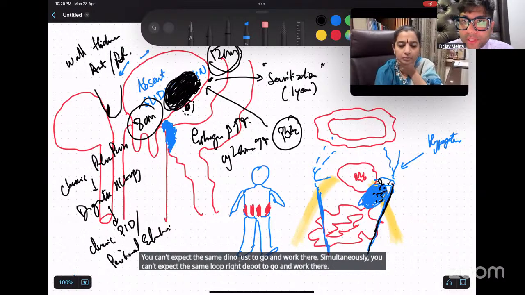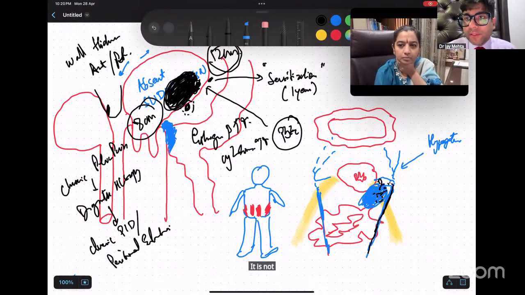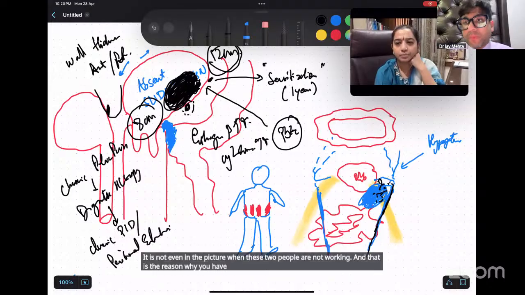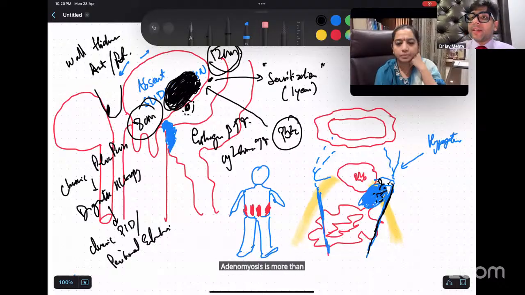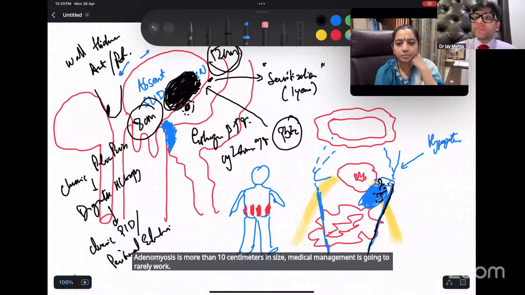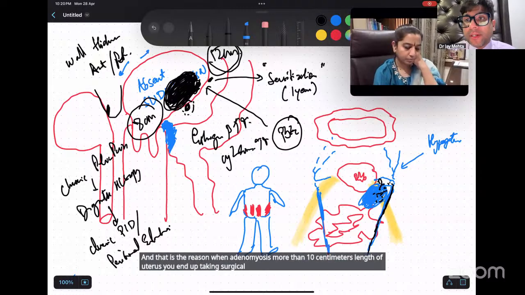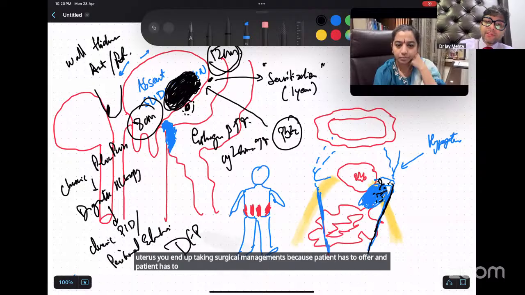Forget about Elagolix. It is not even in the picture when these two are not working. And that is the reason why you have size criteria for treatment of disease. If adenomyosis is more than 10 centimeters in size, medical management is going to rarely work. That is the reason that when the uterus is more than 10 centimeters in length, you end up taking surgical management. See this? Debulking, isn't it?